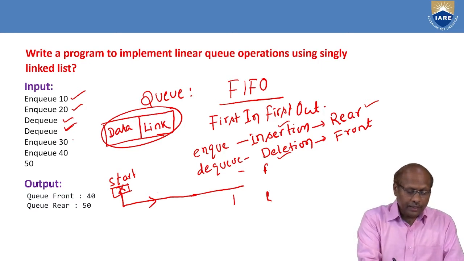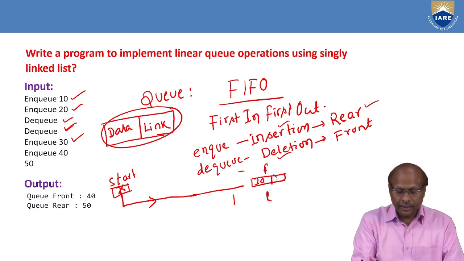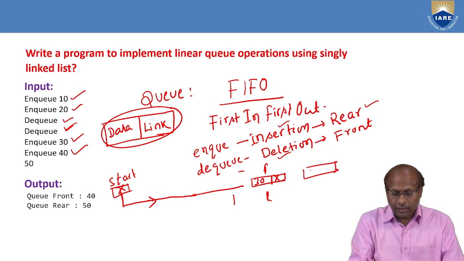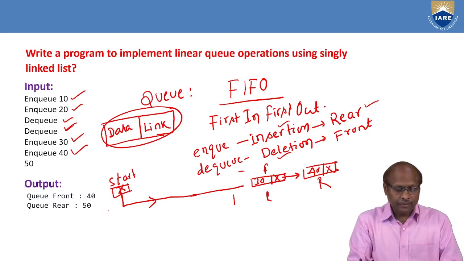Again we'll say NQ 30. So 30 will be inserted and initially null. Again 40, 40 also inserted. This is null and this is pointing to this. So my front will be here only, but the rear is moving forward. Rear is moving forward. Now if I ask to display the data.